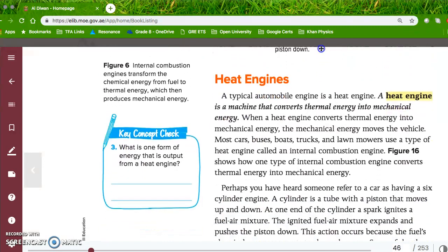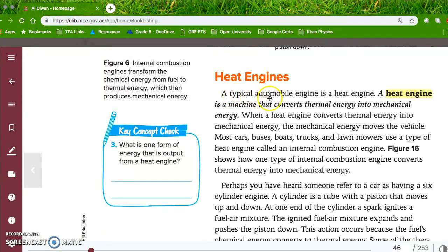Heat engines. A typical automobile engine is a heat engine. A heat engine is a machine that converts thermal energy into mechanical energy. When a heat engine converts thermal energy into mechanical energy, the mechanical energy moves the vehicle. Most cars, buses, boats, trucks, and lawnmowers use a type of heat engine called an internal combustion engine.